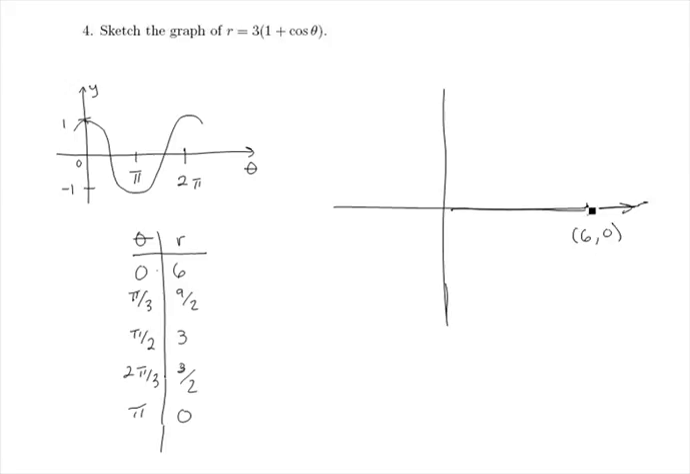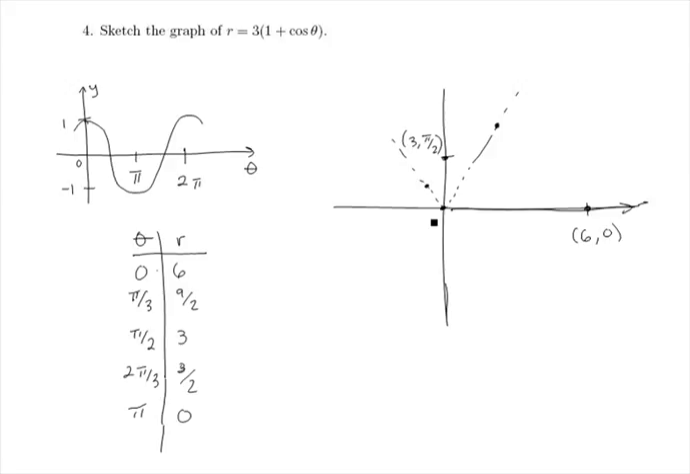When the angle is pi over 3, we're at 4.5. So somewhere up there. At pi over 2, we're at 3. So there's the point 3, pi over 2, right there. At 2 pi over 3, we're at 1.5. So you're right here. And at pi, we're at 0.